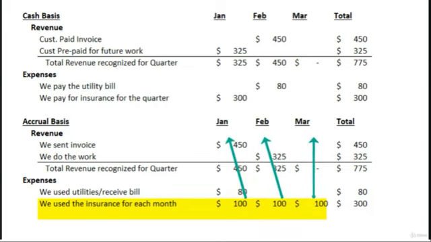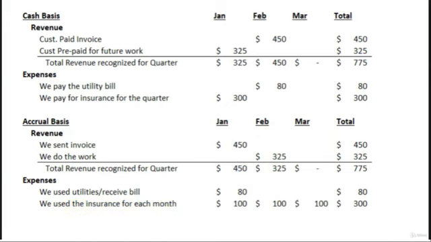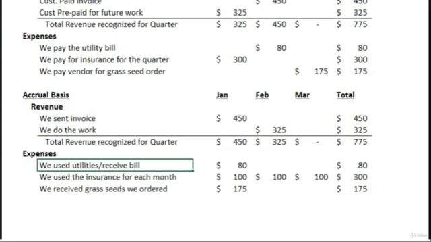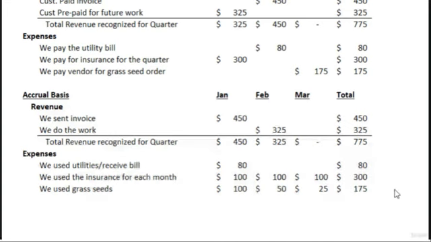It's going to have impact on the profit and loss in different months, but let's look at the difference. But we're not using the insurance all in 1 month. We're using it over 3 months. So that means if our insurance is $100 a month, then the expense is only going to be $100 each month. It's going to total up to $300 at the end, but the timing of when that expense is incurred is what's significant between cash and accrual basis.